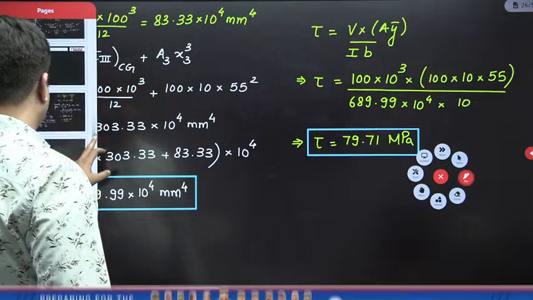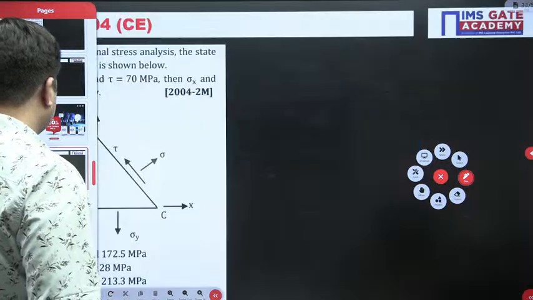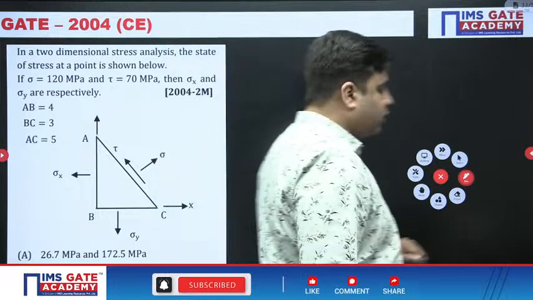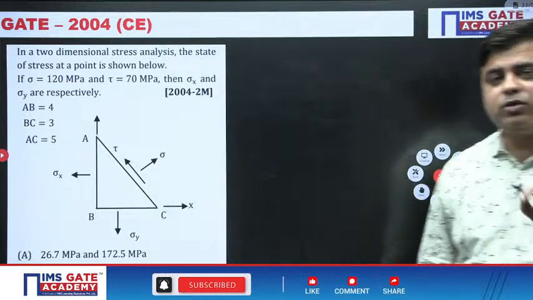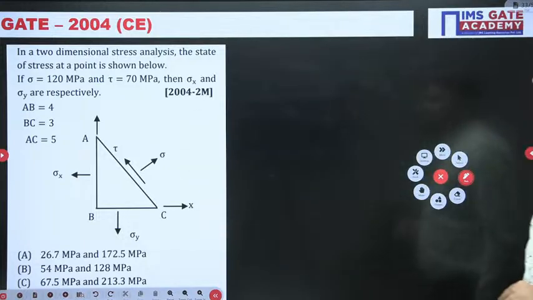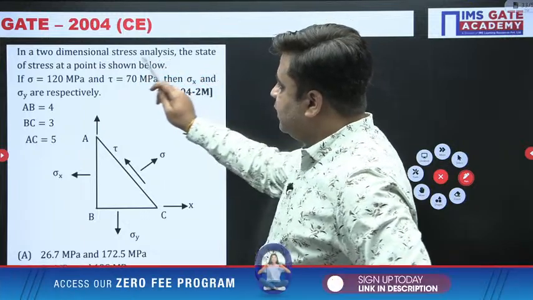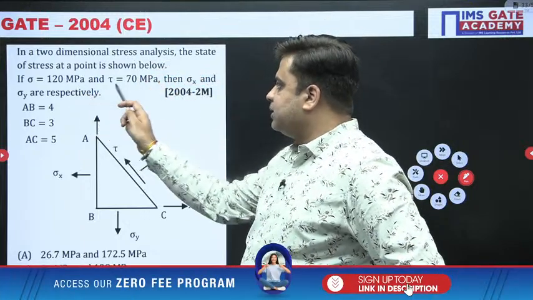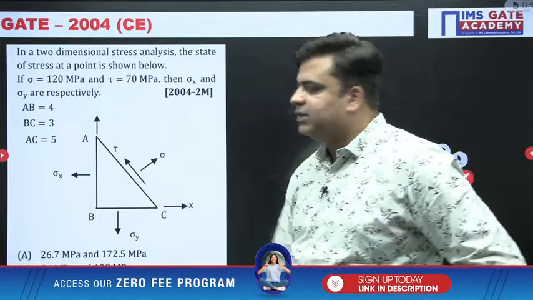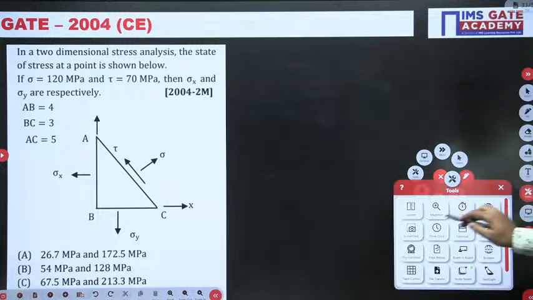Let me now just jump directly into the very, very important concept of principal stresses and strain. A question is there in front of you. Right now, I haven't told you anything about this concept of principal stresses and strain. Take 2 minutes of time and solve this question. The question is saying that in a two-dimensional state of stress, sigma is 120 megapascal, tau is 70 megapascal. This is sigma, this is tau. Then the values of sigma x and sigma y are respectively. Please calculate this.